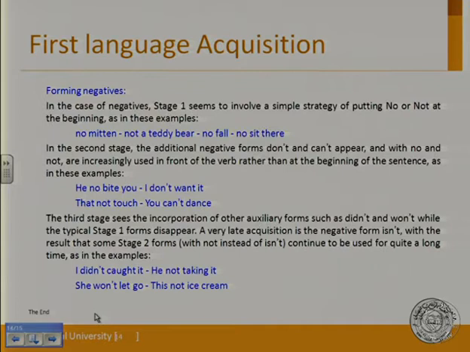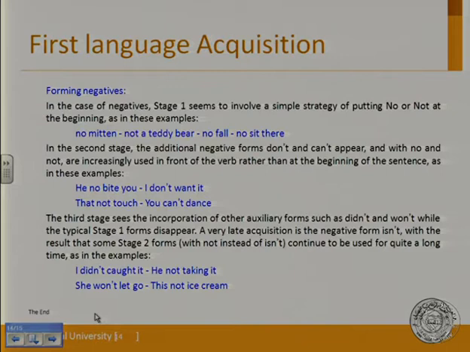Forming negatives. In the case of negatives, stage 1 seems to involve a simple strategy of putting no or not at the beginning, as in these examples. No mitten, not a teddy bear, no fall, no sit there. Now in the second stage of forming a negative, the additional negative forms don't and can't appear.